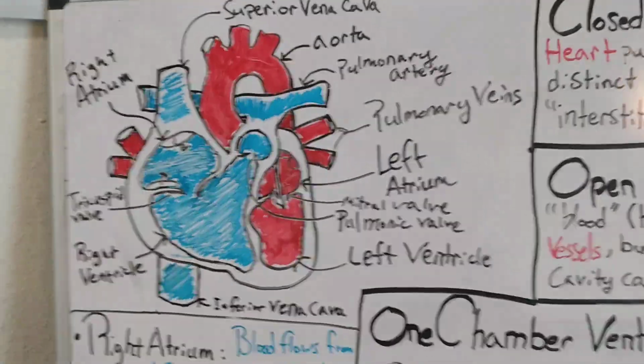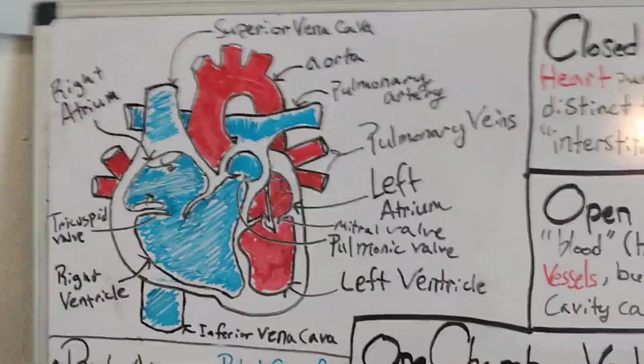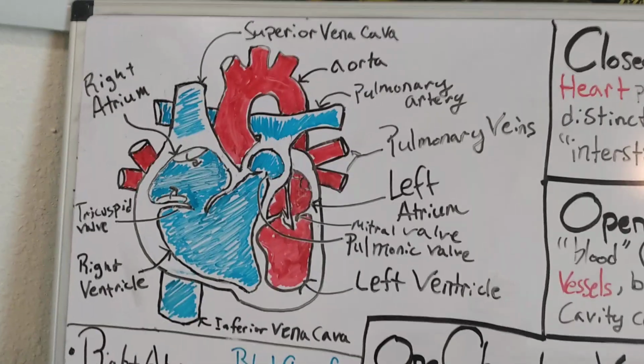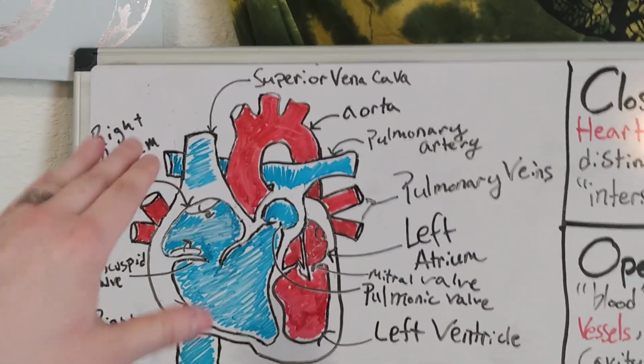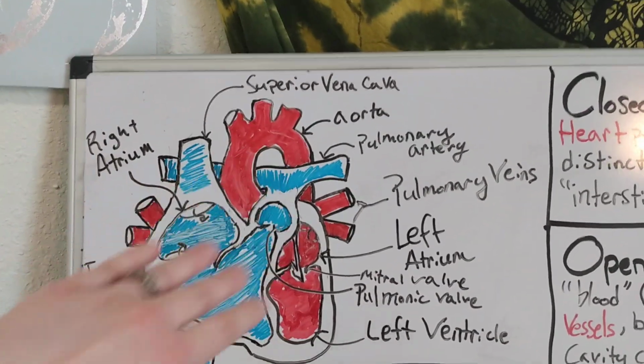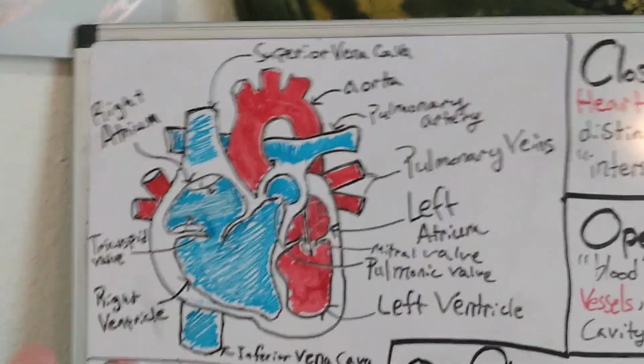Okay. Let's talk about the system then briefly. So this is a heart, okay? The right side, so everything that is in blue, is going to deal with deoxygenated blood.